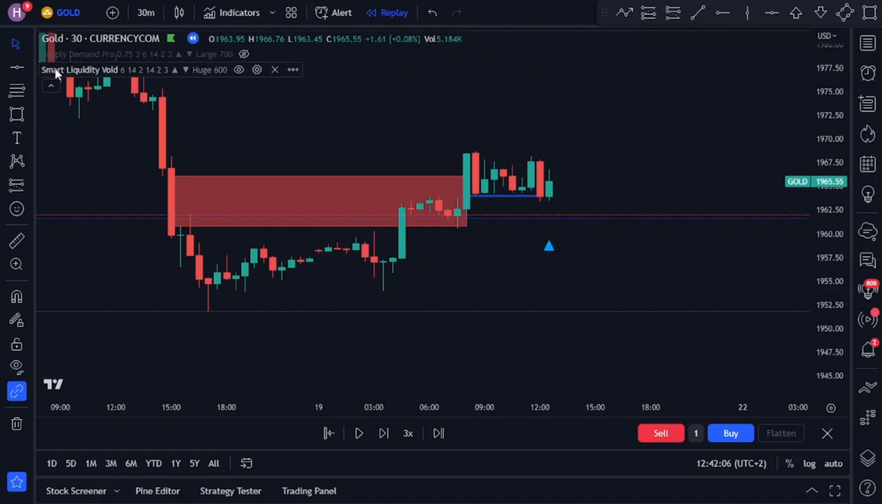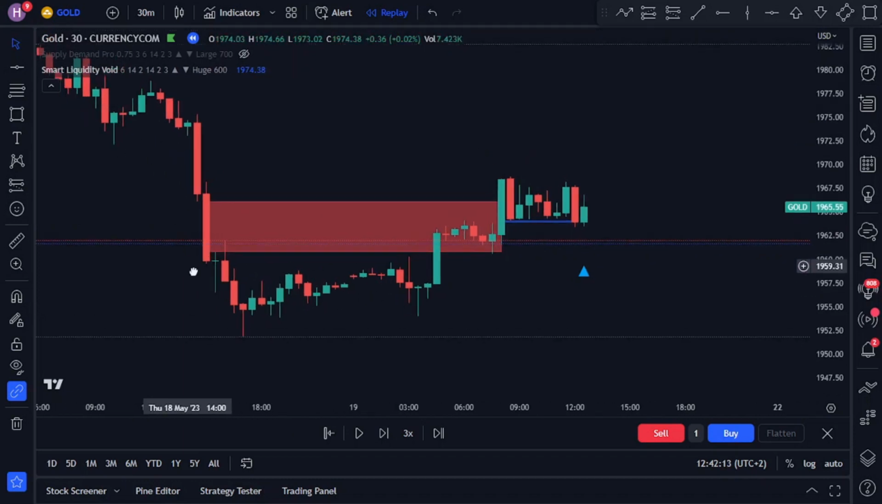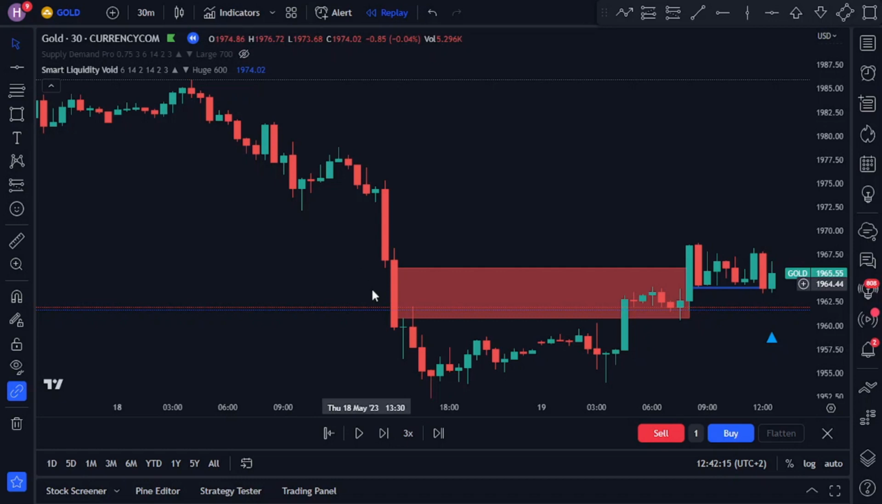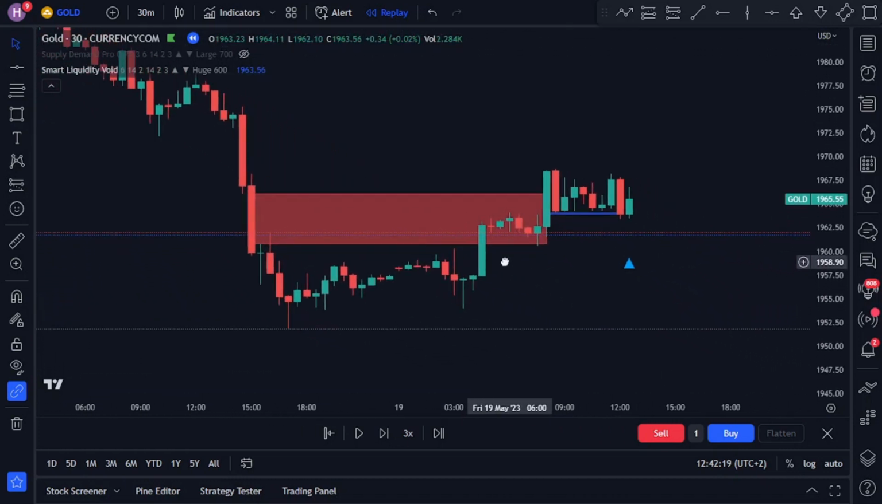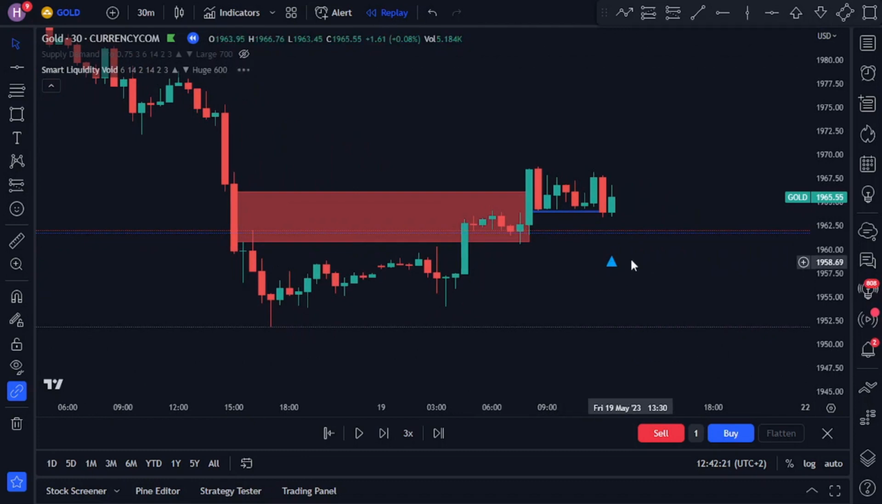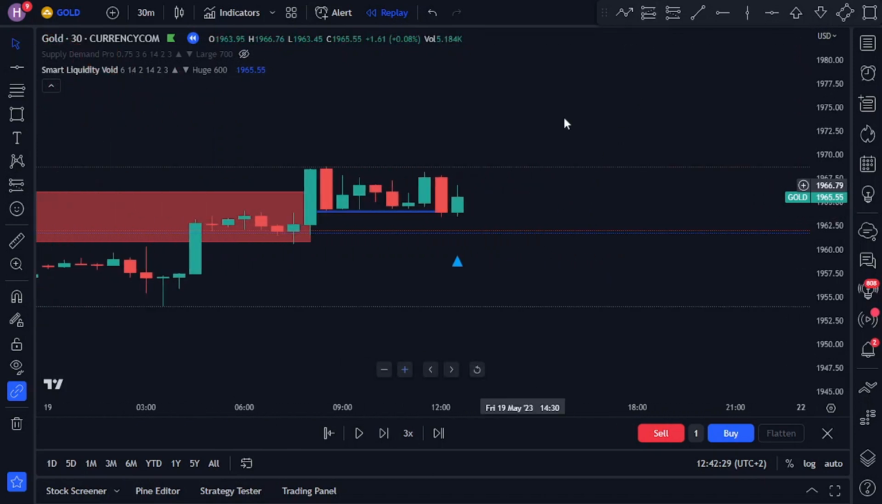On the chart, we have gold on the 30-minute time frame. We can observe from the price action that we are currently in a downtrend, forming lower lows and lower highs. You need to wait for the Smart Liquidity Void to confirm your buy entry with the blue rectangle. You will notice that the indicator is constantly identifying order blocks.